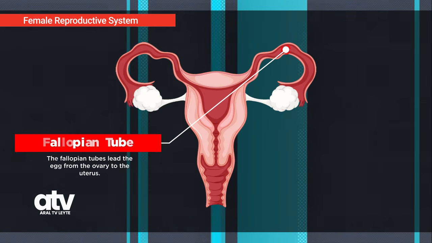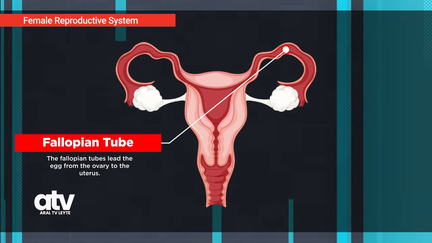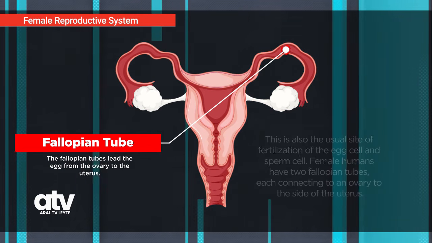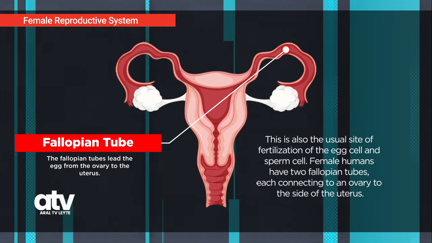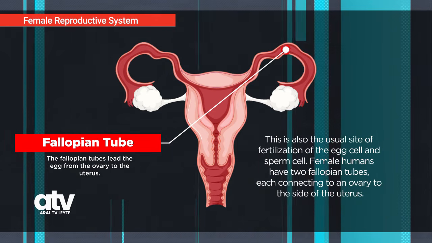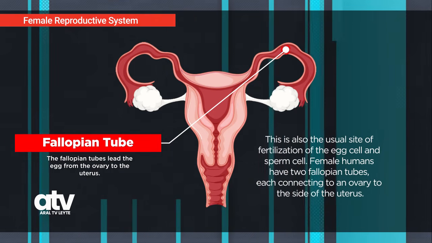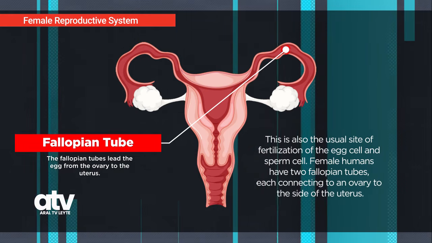Fallopian tube. The fallopian tubes lead the egg from the ovary to the uterus. This is also the usual site of fertilization of the egg cell and sperm cell. Female humans have 2 fallopian tubes, each connecting an ovary to the side of the uterus.